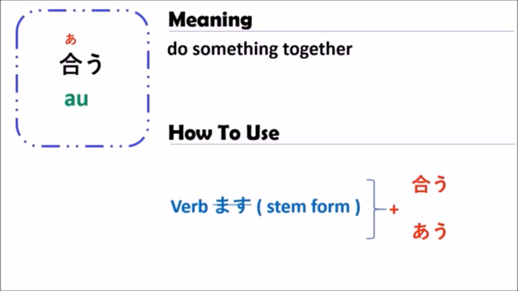So when you use the grammar of ai with a verb, you should change the verb to masu form, cut the masu out of the verb, and after that you end with ai. So it means doing something together. To understand more about how to use the grammar of ai, next we are going to see some examples.